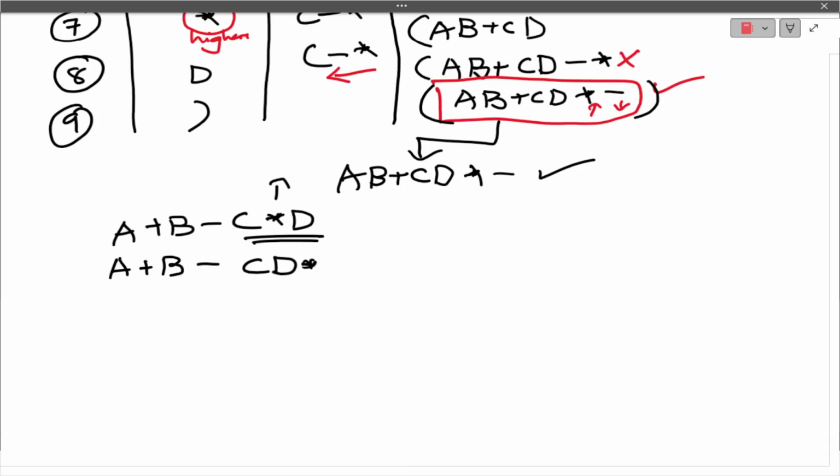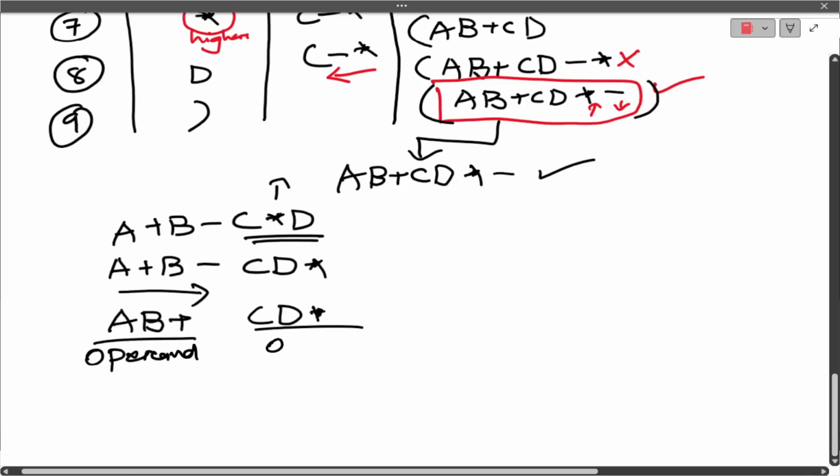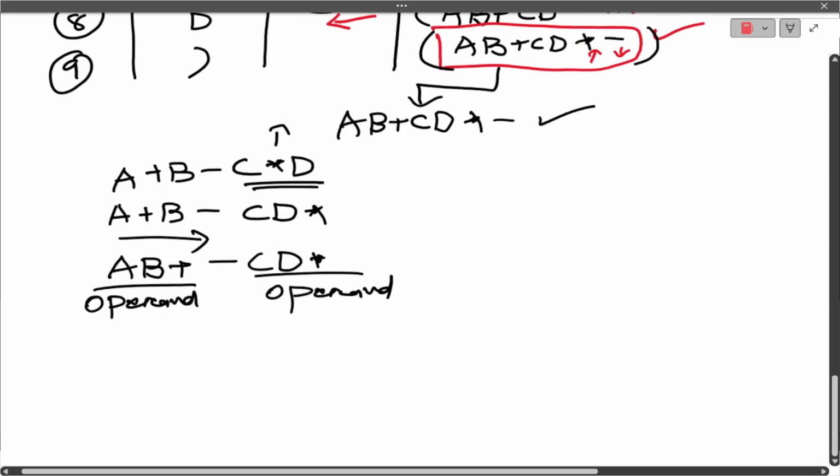How will I be solving? Same precedence. If you have followed my previous part 1, you will be able to understand this. It will go from left to right, so first this will be solved. Now this whole became my operand, this whole is my operand, and this is my operand. This is the minus sign. Now all this will be postfixed, so it will be A, B plus, C, D asterisk, then minus.